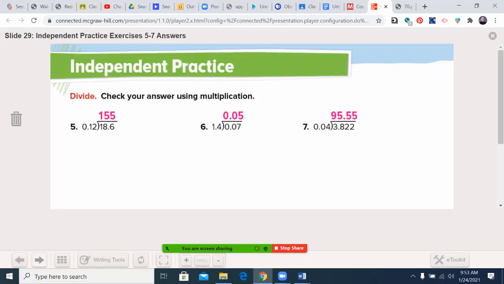All right, let's see how you did. 0.05. And that we have 14 into 0.7, which really then you're going to add a 0 in there. And over here, 95.55. So they get a little bit tougher. But if you're good at your standard algorithm, really you ended up having 382.2 divided by 4. This one you ended up with 0.7 divided by 14.